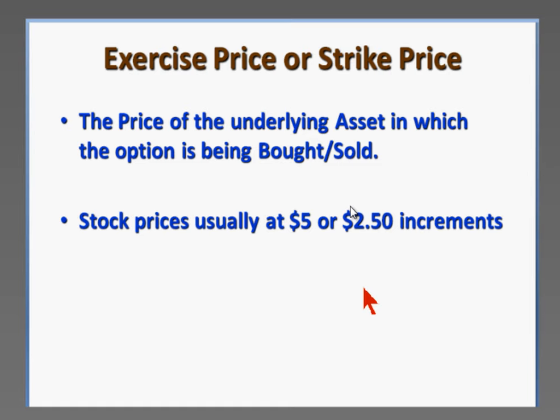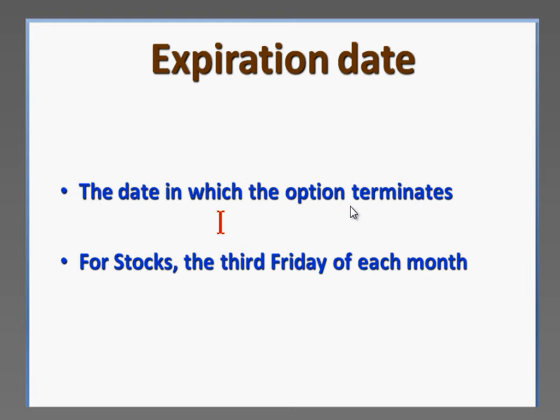But that was back in the old days, and I can't even remember when the old days were because I've always traded options. Now they've broken it down to where you can buy it on the dollar increment and even down to the 50-cent increments. Expiration date, that's the date that the options are going to terminate, which is usually the third Friday of every month if you're buying the monthly options.